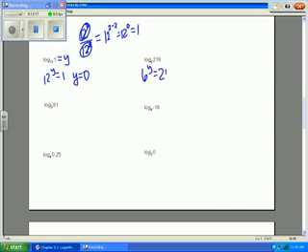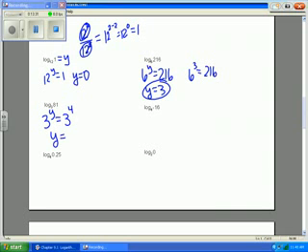Next, 6 to what power is 216? Well, I know this is 3 because I know 6 cubed is 216. Here, 3 to what power is 81? And I know 81 is 3 to the 4th. Therefore, y is 4. Here, 4 to what power is negative 16?